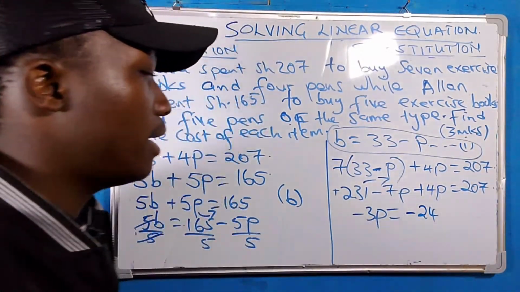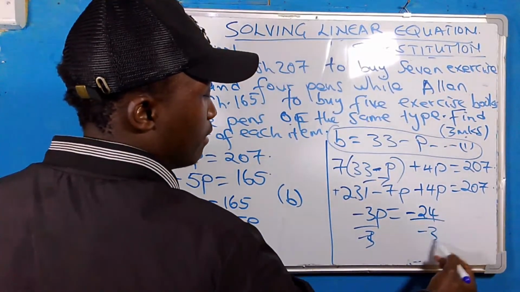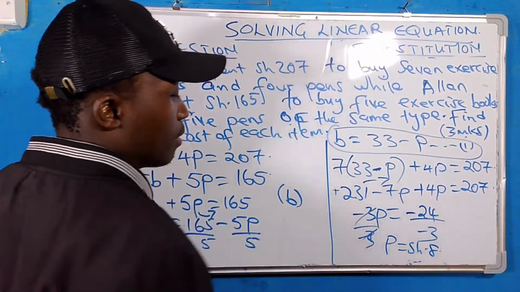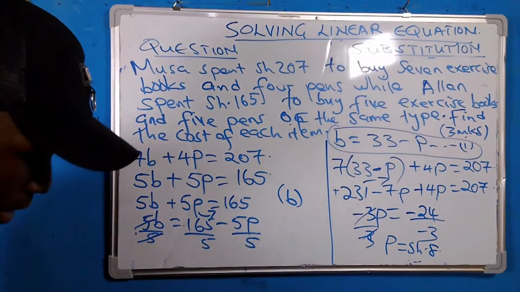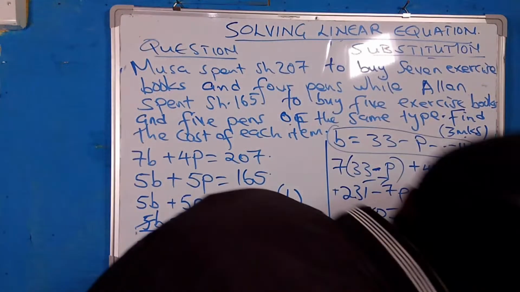So for us to be left with p, we will divide both sides by negative 3, and we end up getting our p as 8 shillings. So the cost of a pen is 8 shillings. Let's now proceed to find the cost of a book.